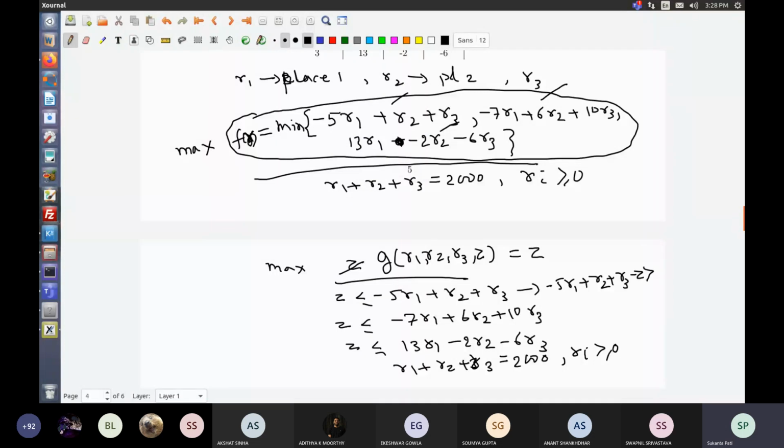In this way, you are writing the first problem in the form of a linear programming problem by introducing a new variable. The first problem was in 3 variables. However, this one is in 4 variables, but nevertheless this is linear because the objective function and the constraints all are linear.